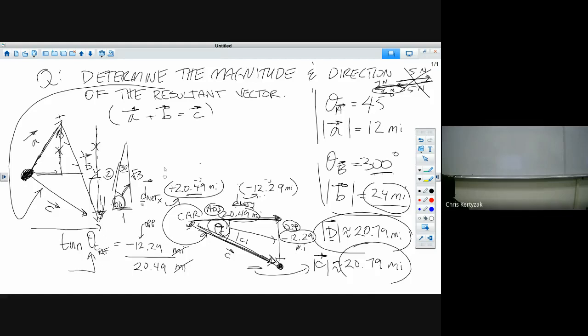So now I'm saying, all right, I know that the tangent of this reference angle that I'm interested in for the resultant vector C is equal to this ratio, negative 12.29 divided by 20.49. And so therefore, to actually figure out what this angle is, I have to do what's called the inverse tan. Let's use this function backwards. Inverse tan of negative 12.29 divided by 20.49.